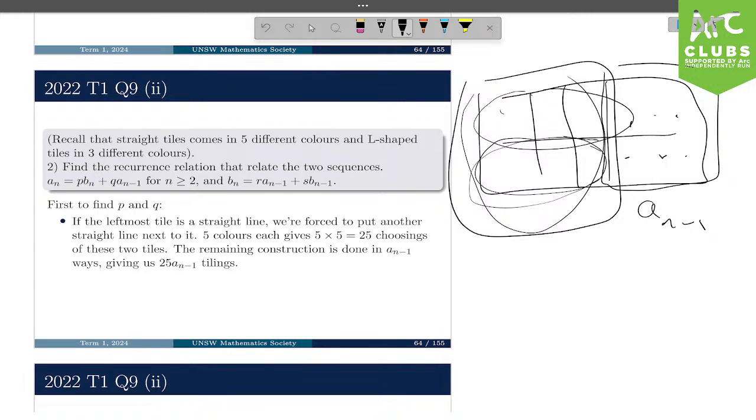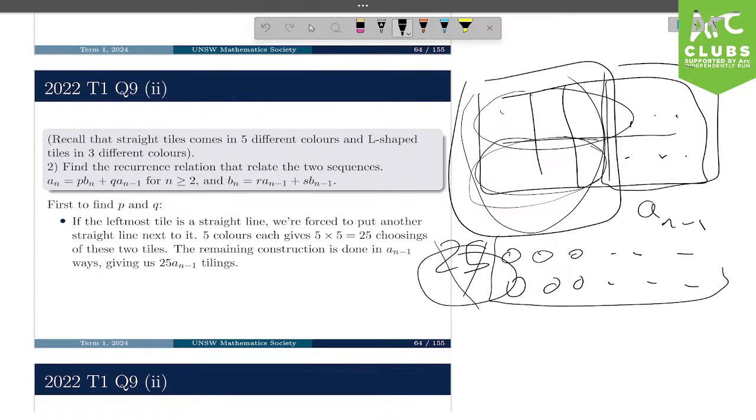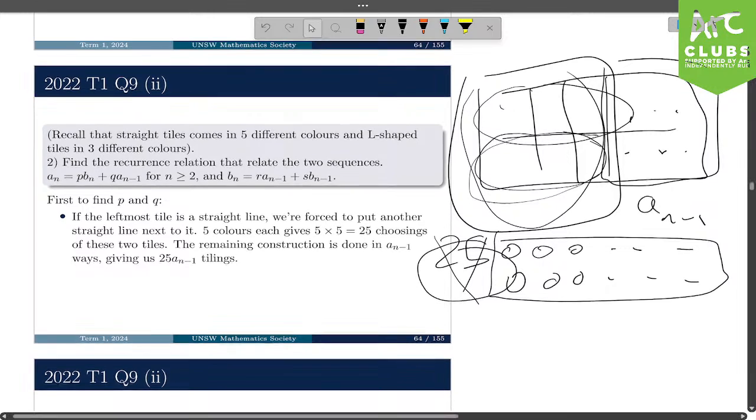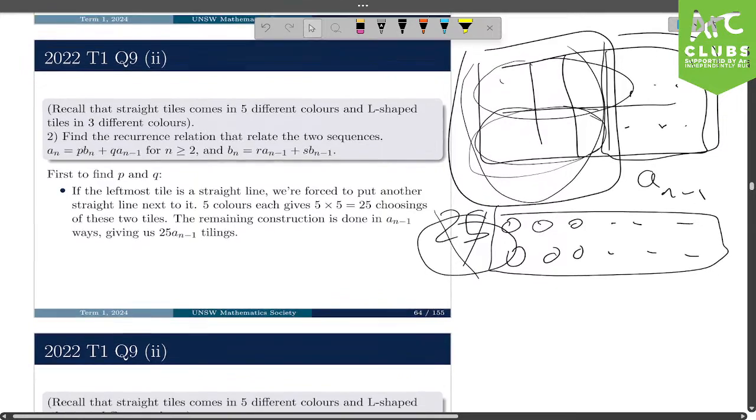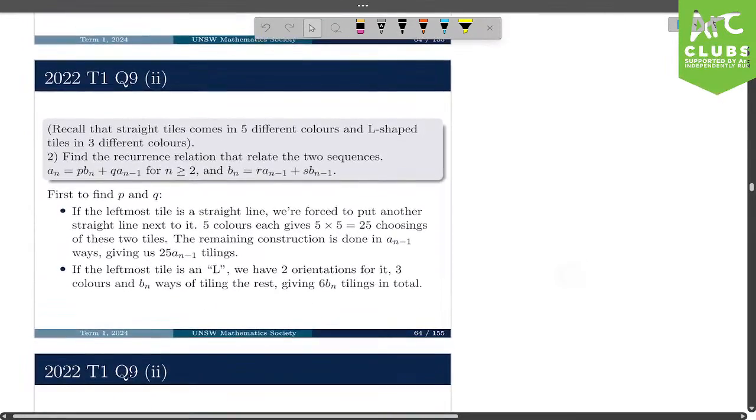You can try and imagine what happens if I have an AN minus 1 grid, and then I try and put another 2 by 3 grid on the left, I will get an AN grid, okay? So if I tile the left part here, I can do 25 ways of tiling this left part times the number of ways of tiling the AN minus 1 grid. So that's where this idea comes from. And we'll see this with BN if you don't understand. So that's if we use 2 straight tiles.